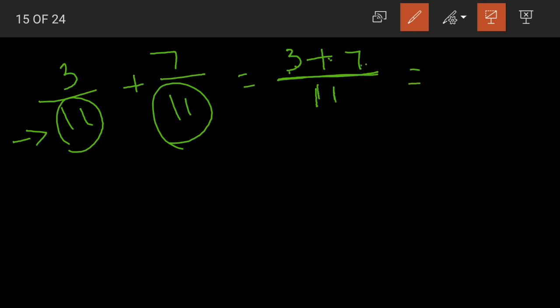And as we know, 3 plus 7 is equals to what? 3 plus 7 is equals to 10 divided by the denominator. Clear students? Very easy, right? If the given fractions are like fractions, we add the numerators and simply write the denominator as the whole. Yes. 3 by 11 plus 7 by 11 is equals to 10 by 11.